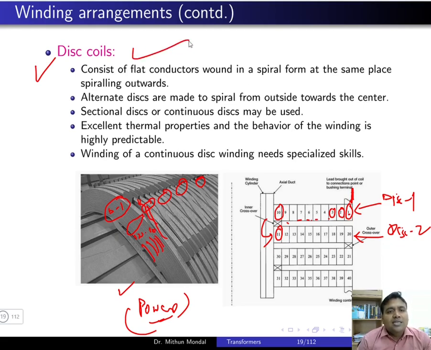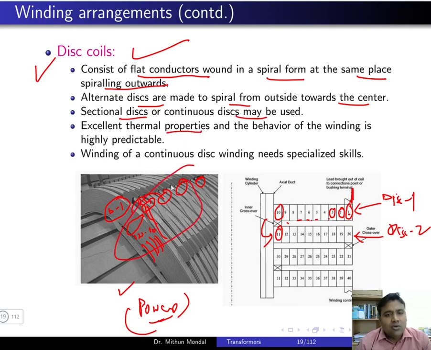Disc coils consist of flat conductors wound in spiral form in the same plane, spiraling outward. Alternate discs are made to spiral from outside toward the center. So these two discs are alternate here. Sectional disc or continuous disc may be used. Excellent thermal properties are there for this disc coil. The thermal property is very good, and the behavior of the winding is highly predictable.